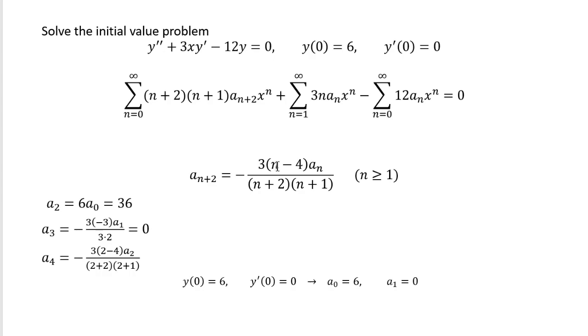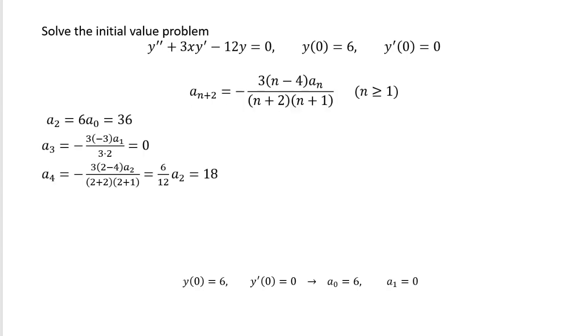If you plug in 2, you have (2 minus 4), (2 plus 2), (2 plus 1), a4, so this is what you get. And then, again, because a2 is 36, you can definitely compute this. You get 18. And let's clear some things so we have more room to plug in. Now, the next number is n equals 3, so you plug in 3 here. Then you get a5 as negative 3 times (3 minus 4) a3 over (3 plus 2)(3 plus 1), equal to 0. And then a6 would be a6.